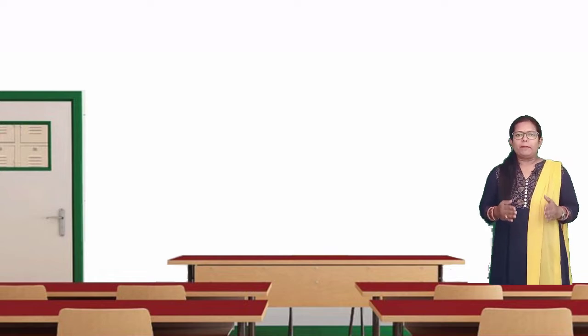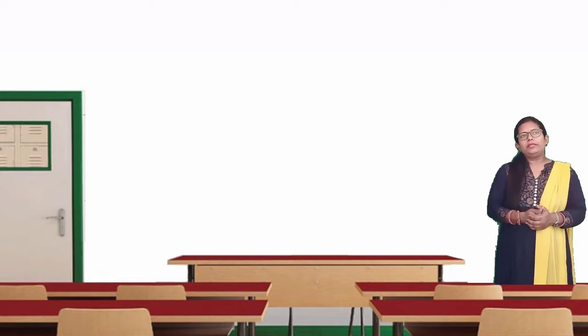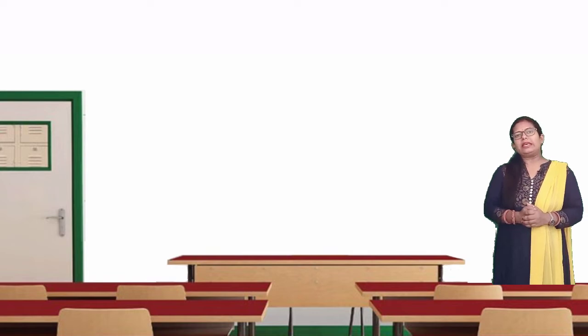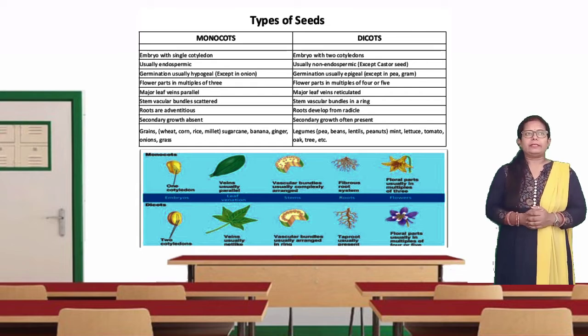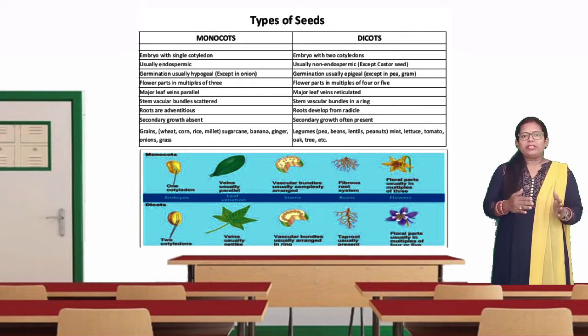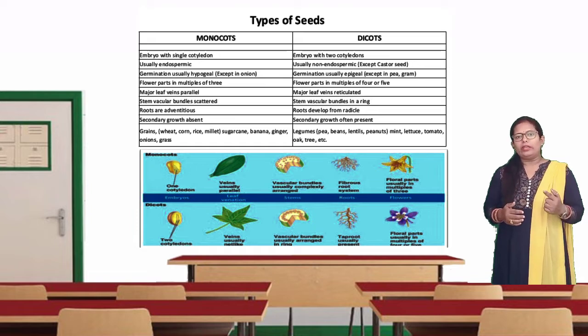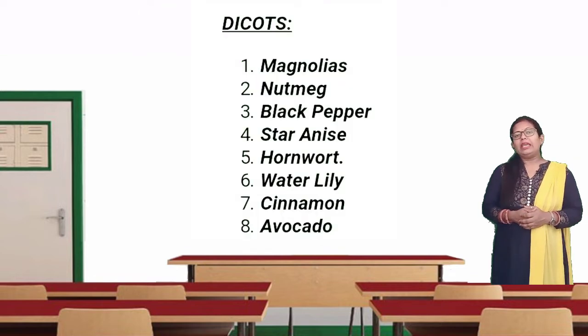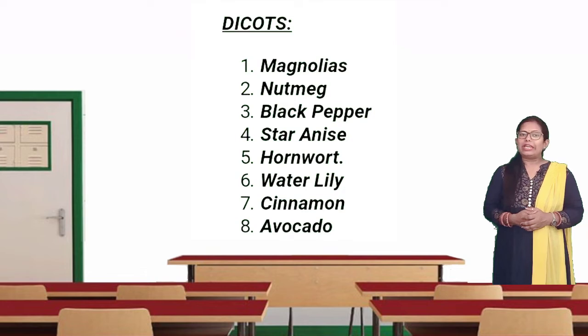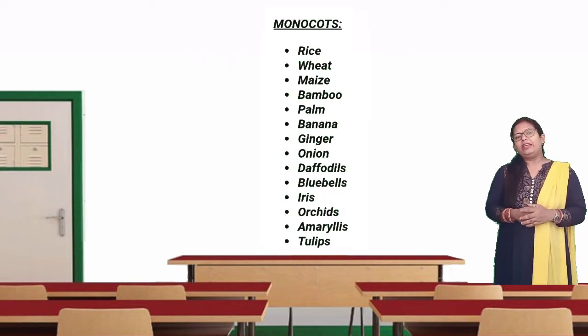Now we will talk about types of seeds. On the basis of number of cotyledons, seeds are classified into monocotyledonous seeds and dicotyledonous seeds. The prefix mono means one. So monocotyledonous seeds contain only one cotyledon, whereas dicotyledonous seeds contain two cotyledons. Examples of monocotyledonous seed are maize and grass, whereas examples of dicotyledonous seed are pea, gram, beans, and many other examples.